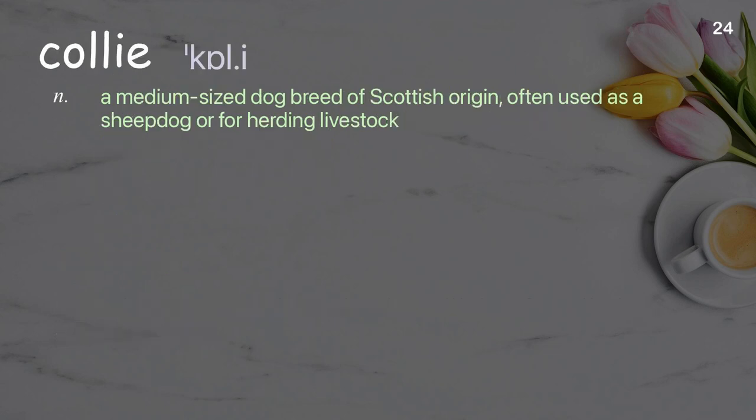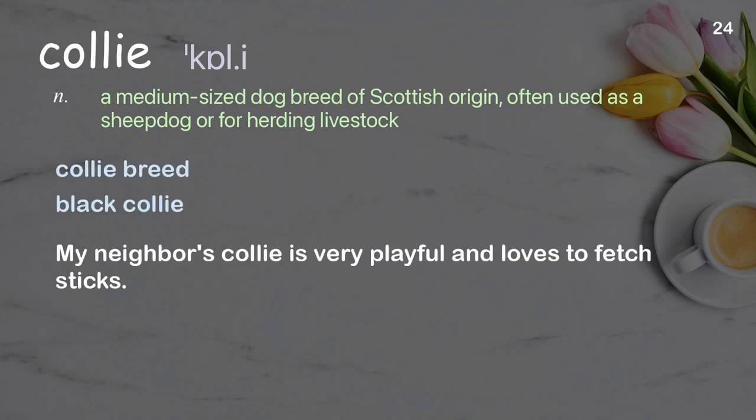Collie. A medium-sized dog breed of Scottish origin, often used as a sheepdog or for herding livestock. Examples: collie breed, black collie. My neighbor's collie is very playful and loves to fetch sticks.